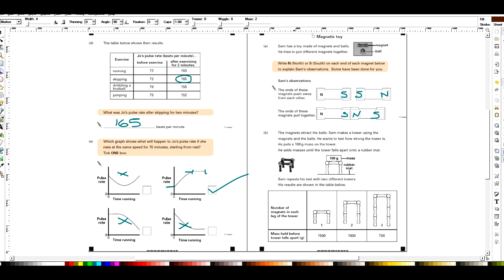So tower 1, tower 2, looks like 3 towers. Okay, so like 3 towers there. So mass held before tower falls apart. Okay, can we see the information there? There's nothing else in that paper now, is there? Question on the next part, yes?